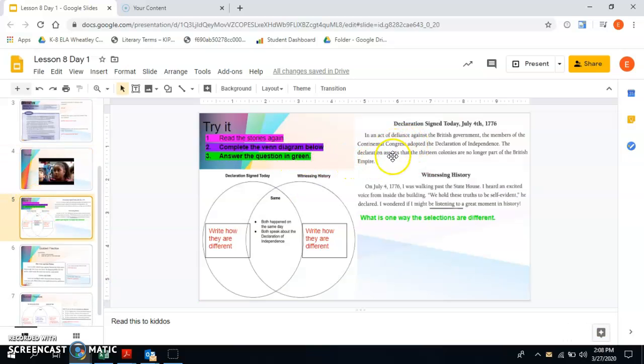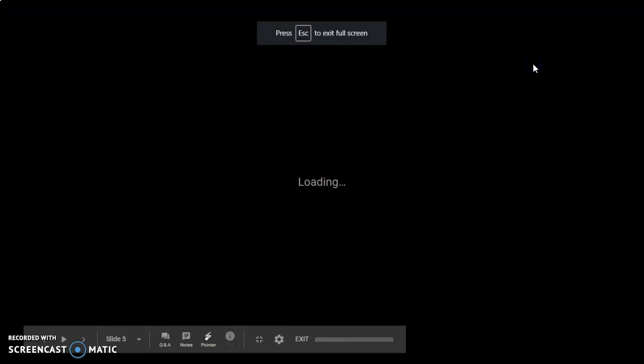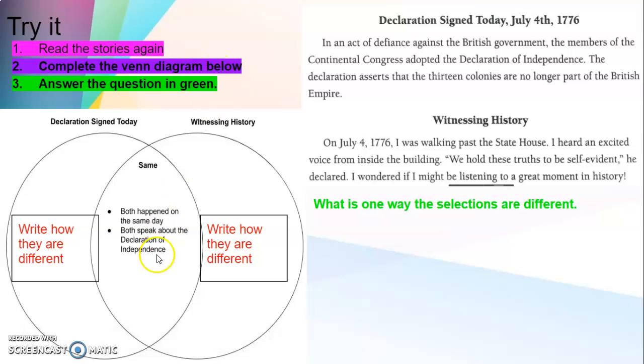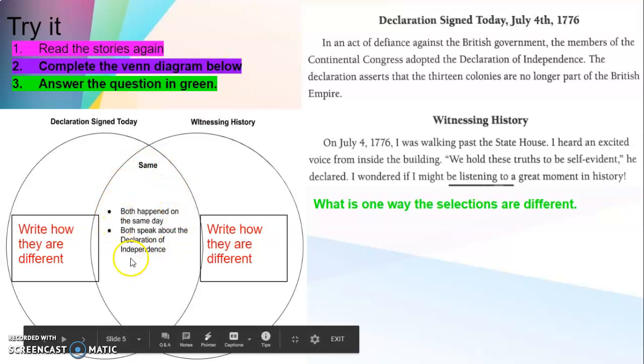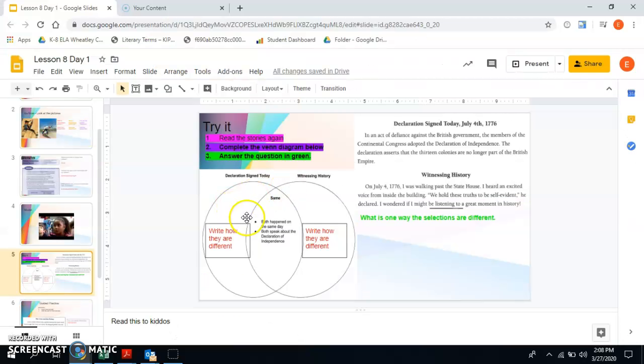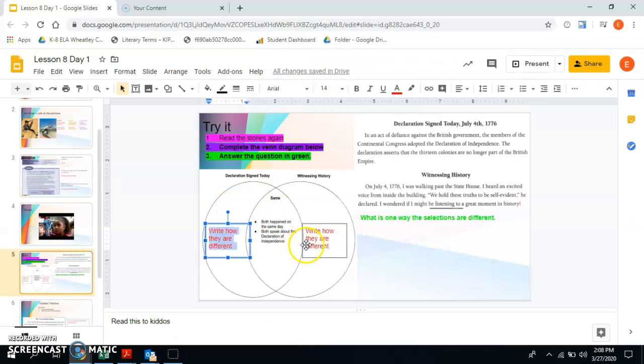So in the try it section, you have both passages. And remember, if you can't read it like this, you just push present and it gets bigger for you to read it. Then it says complete the Venn diagram below. If you see, I already have how they are the same. Your job is to write how they are different in these boxes.